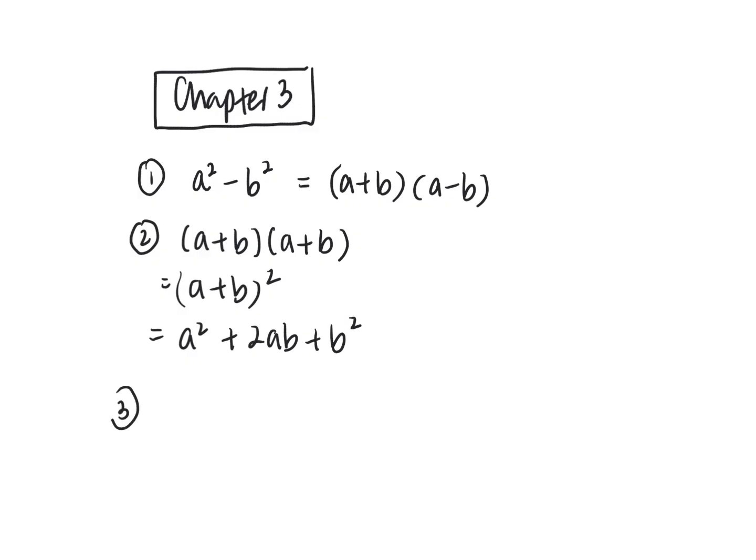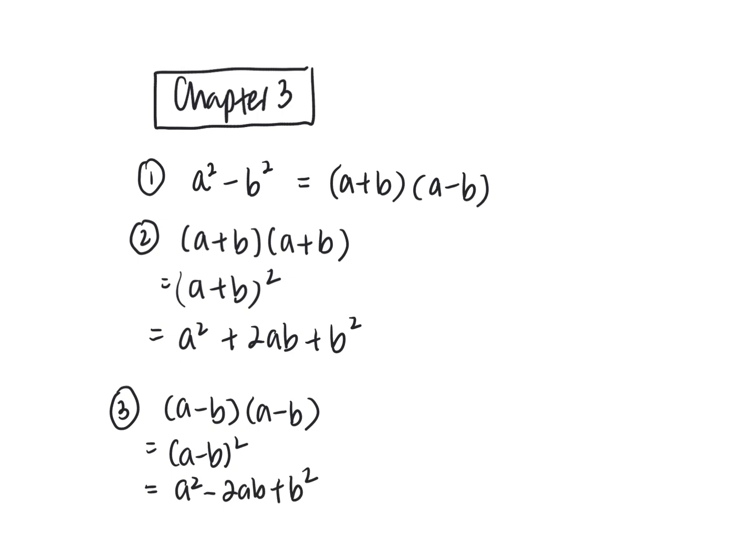The third one you need to remember is when both are negative. So it is A minus B square. So A square minus 2AB plus B square. So these are the three special product rules you need to memorize. No choice one. This one must memorize.